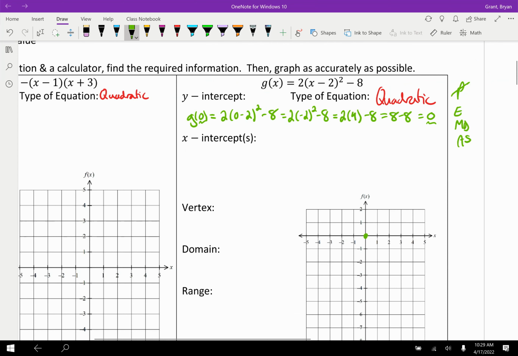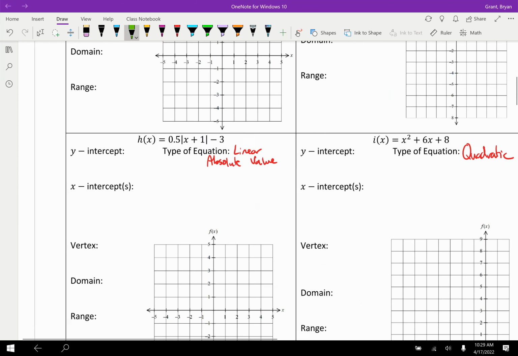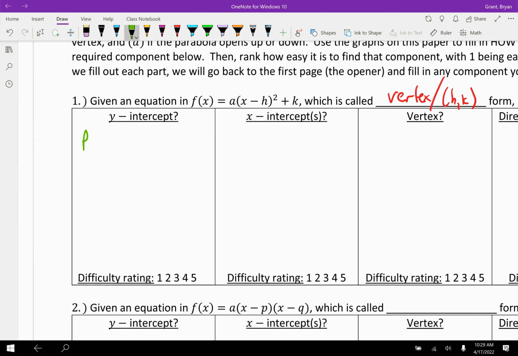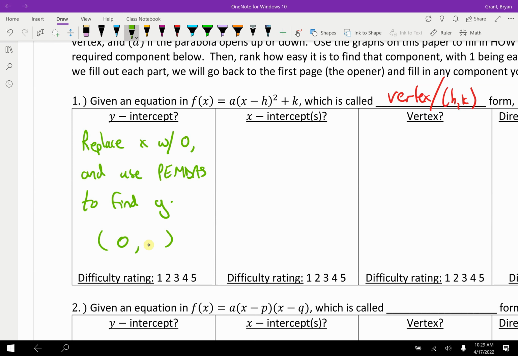However, before we do that, let's take a quick second and fill in what we did down here. To find the y-intercept, you replace x with 0 and use PEMDAS to find y. And that's going to give us a point, 0, comma, something.